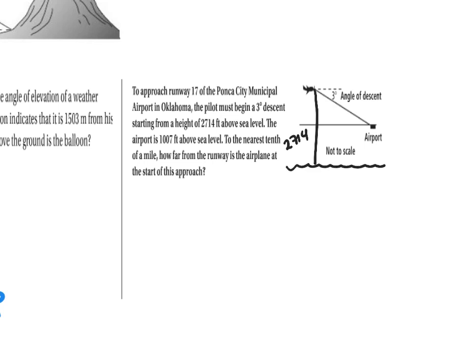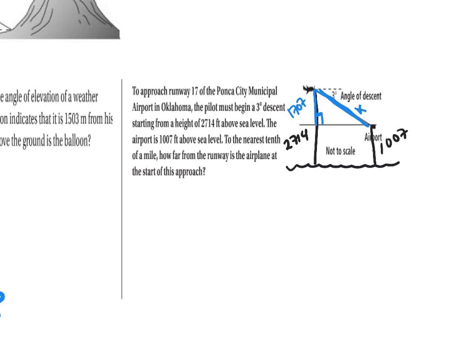So here's the sea. The airport is 1,007 feet above sea level. So that means that the smaller piece on our triangle, this side, will be 2,714 minus 1,007, also known as 1,707 feet. And we want to know how far from the runway the airplane is. So that's this distance here. We'll call that x.